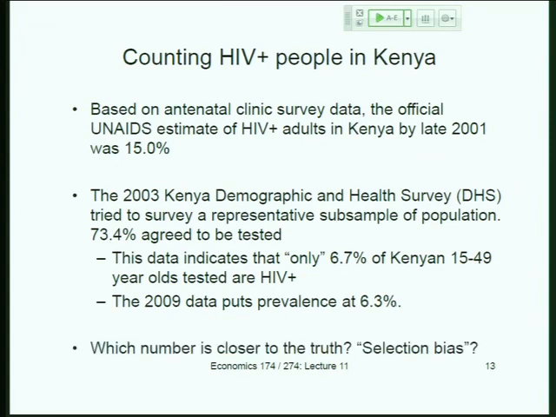Okay, so which of these numbers is closer to the truth? We've already talked through this issue. The number is definitely between 6.3 and 15%. I think most people would probably say it's closer to 6.3 than to 15. And when I show you a plot in a second, you'll see why.